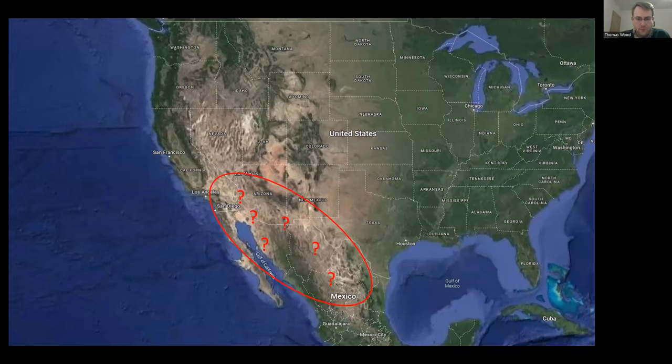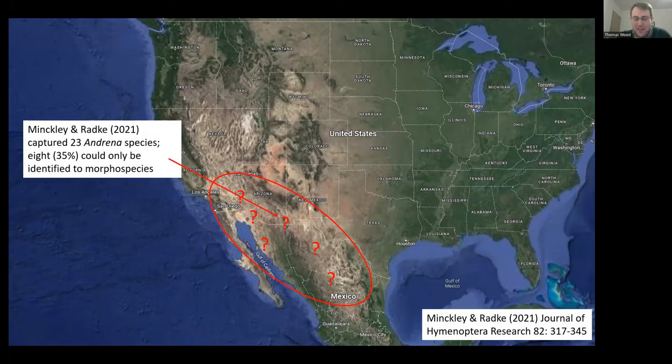A quick note: this talk is obviously going to focus on the Old World, but it's clear that there's a very large amount of outstanding work to be done in North America. I'm unfamiliar with the fauna of the southwestern part of North America, but it's clear that if Andrena do anything similar in this part of the world as they do in the Mediterranean basin, there are probably well over 100 species to describe.